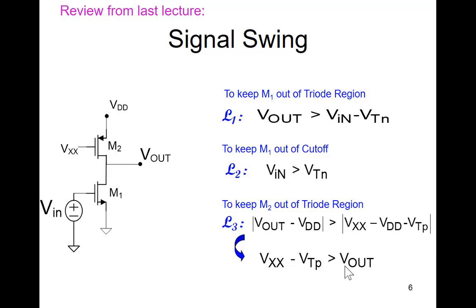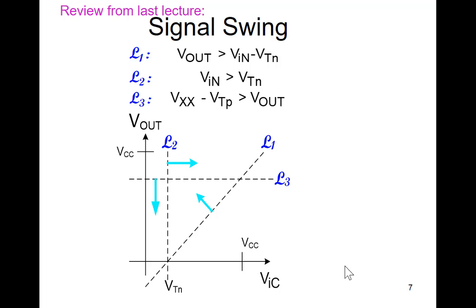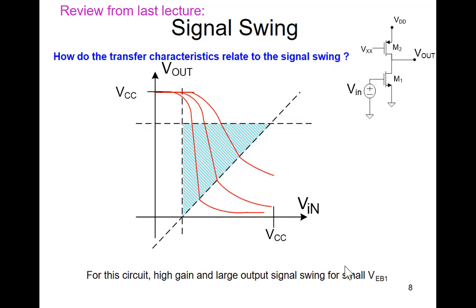Then we talked about signal swing on this structure, the single-ended amplifier, and we saw that by looking at the conditions that are necessary to keep the transistors operating in the high gain region, it established constraints. Those constraints happen to be lines in the V in common V out plane, and we saw the region of operation was bounded by those three lines. So what we saw is that for large values of V in common, the output swing is very narrow. For small values of V in common, the swing is very big.